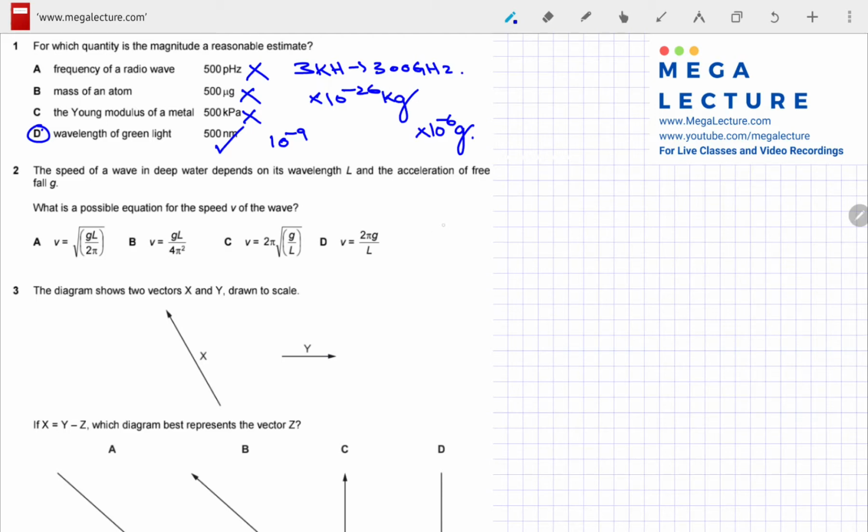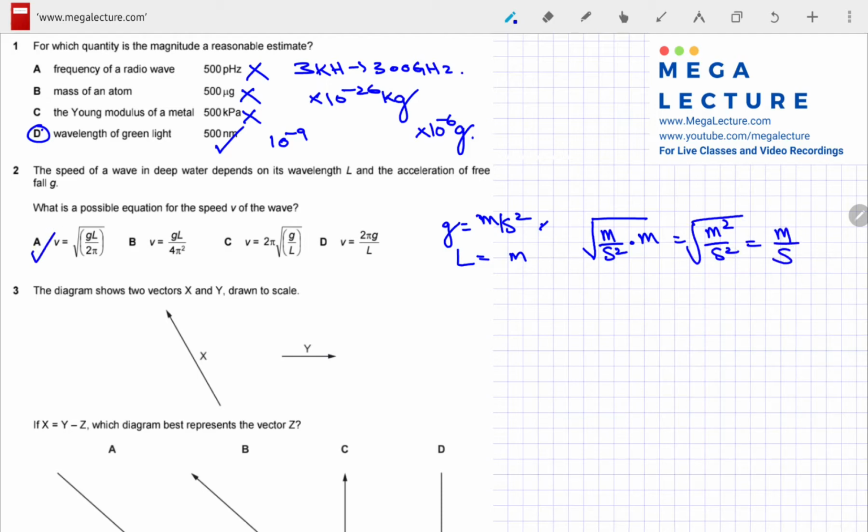The units for g are meters per second square, and for L it is meters, and then you have the square root of these two quantities. So let's put them in: meter per second square times meter gives meter square per second square, and the square root is simply meter per second. So A is the correct answer because velocity has units meters per second.